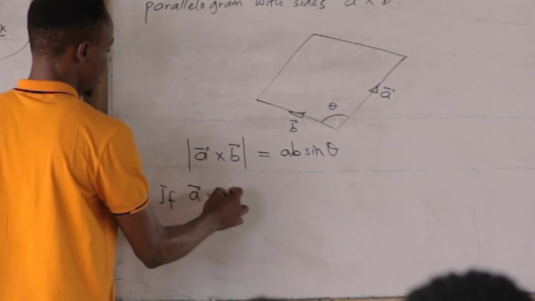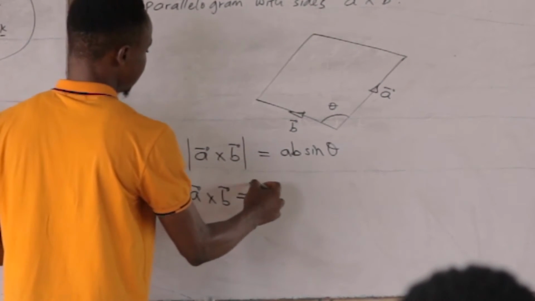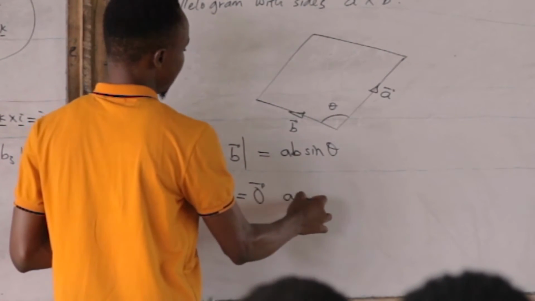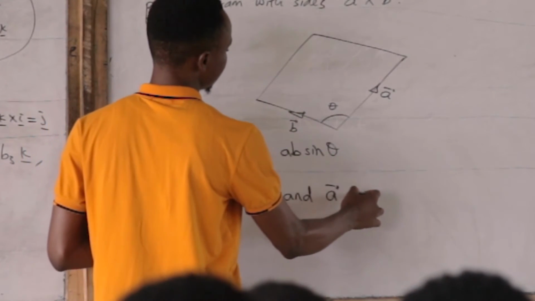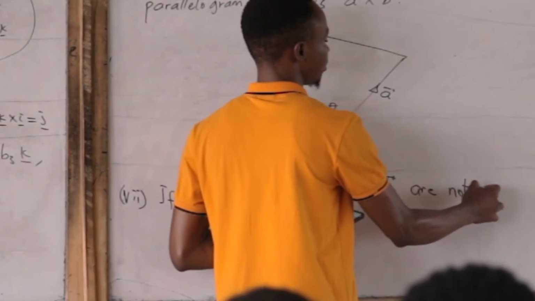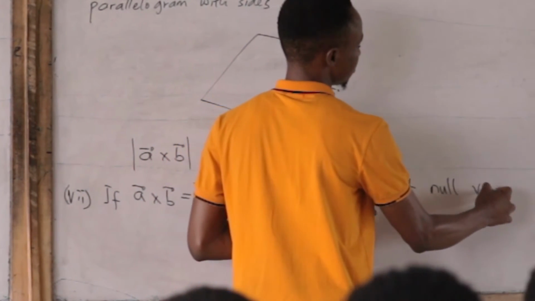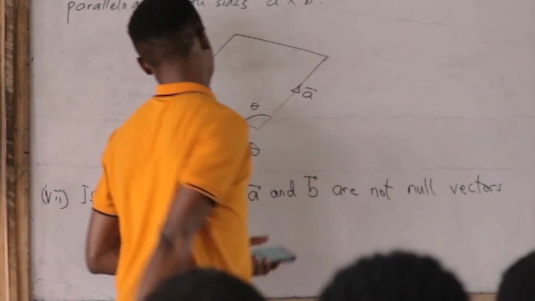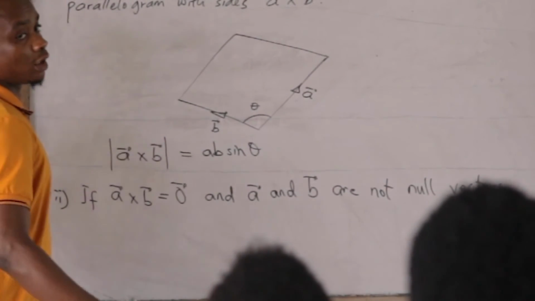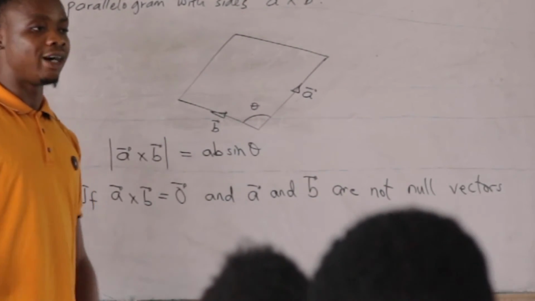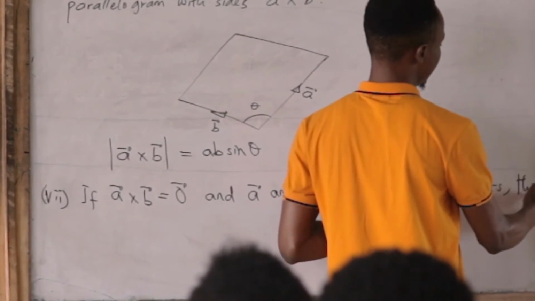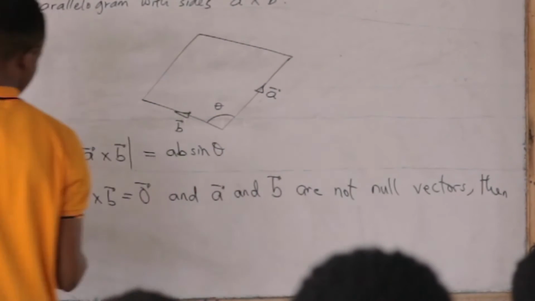If A cross B equals 0, this is the 0 vector. If A cross B equals 0, and A and B are not null vectors, that is, they are not zero vectors, what do you expect to happen? If they are not null vectors, that means the angle between them is zero. That means they are parallel vectors, or say collinear vectors. So then we say that A and B are parallel.